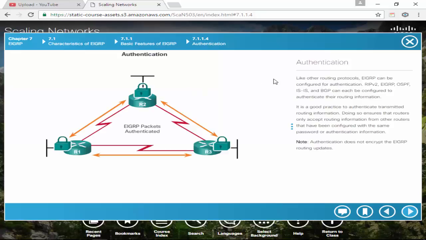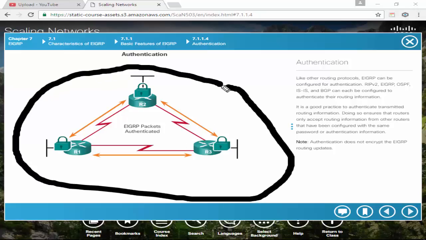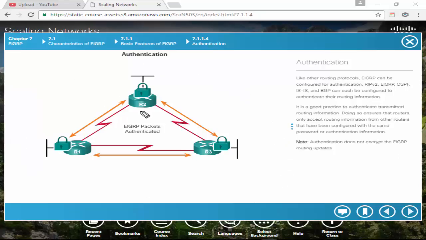Alright, authentication. I guess we talked about this on OSPF. All this authentication means is we can put a password. Note, authentication does not encrypt EIGRP routing updates. So what is this actually doing? We can authenticate with a clear text password, or we could use an MD5 hash password. It's not encrypting our routing updates, right? It's just making it so we can't join the autonomous system. All these routers are in the same autonomous system, meaning they share updates, kind of like an area. And if you're not authenticated, you can't join.